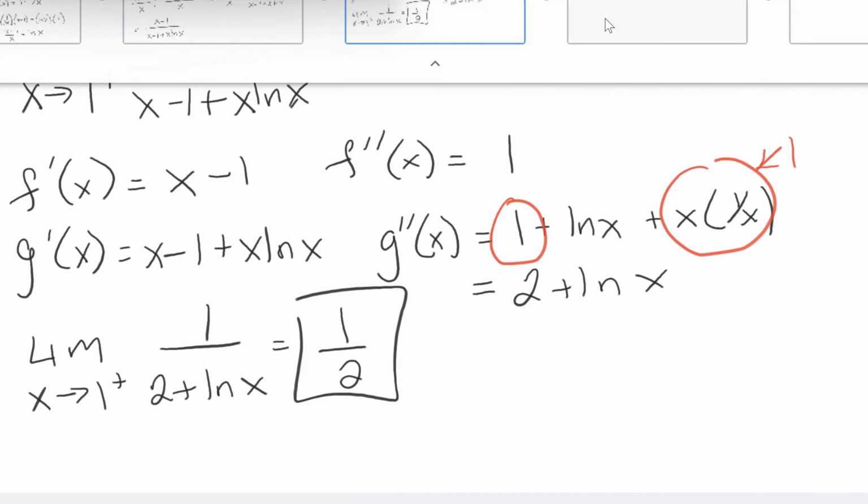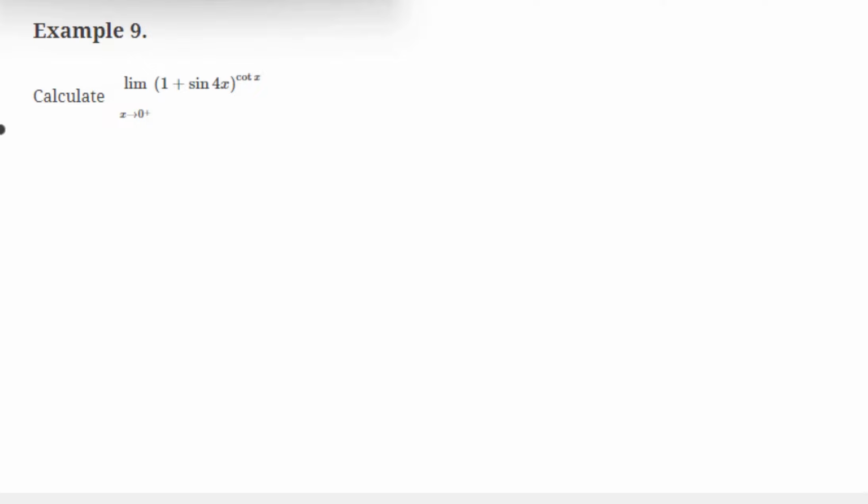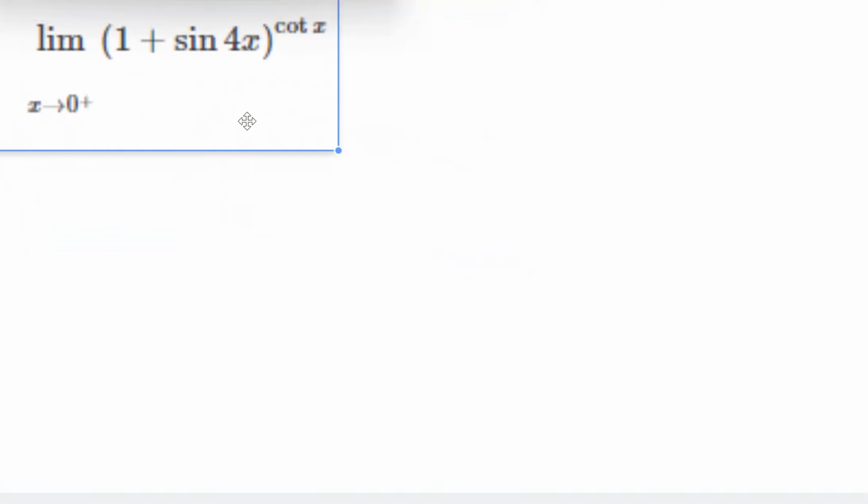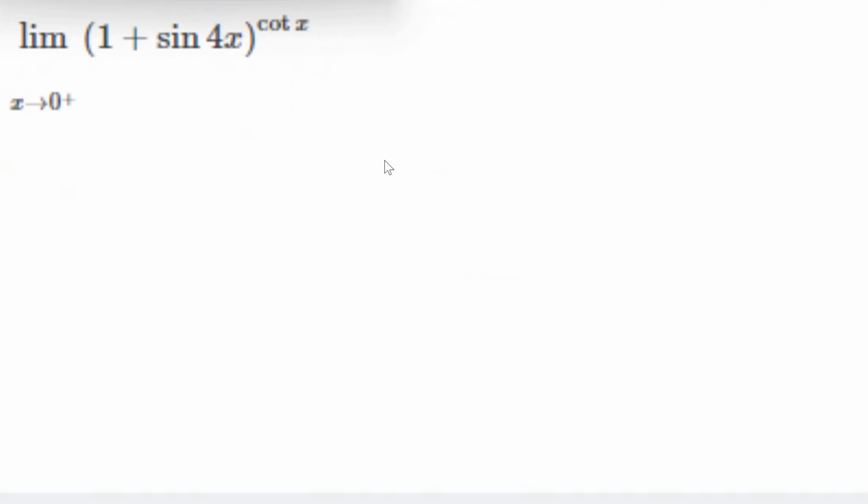I'm not doing this problem. All right, so we will do this problem. Yes, it's a cotangent to the exponent. Because again, remember, we're using things that are going to cause little issues.